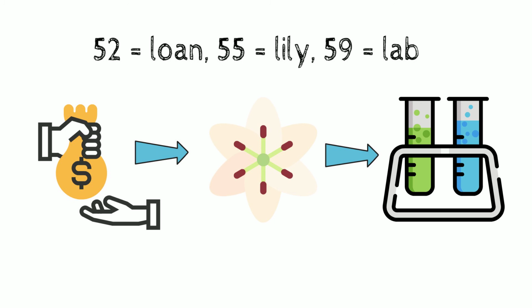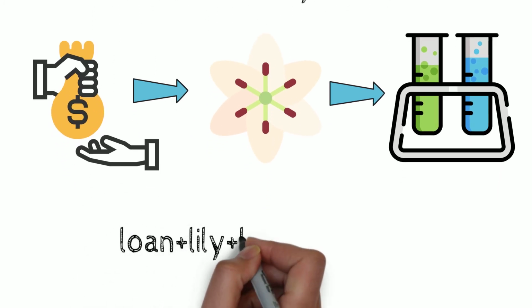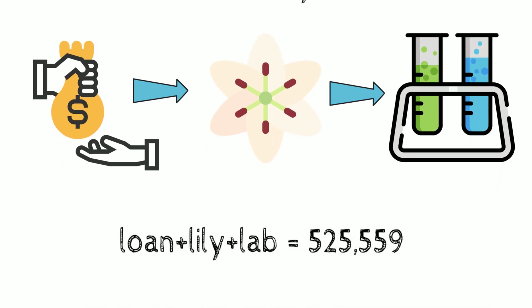But by making the story crazy and illogical, it becomes extremely vivid in your mind. It simply becomes memorable. You also don't need to remember the number, only the peg words themselves. So when you bring together a loan, a lily, and a lab, you get 525,559. It's that simple. Now you try it. Come up with your own peg words and use your endless imagination to help you with the process. You can do it.